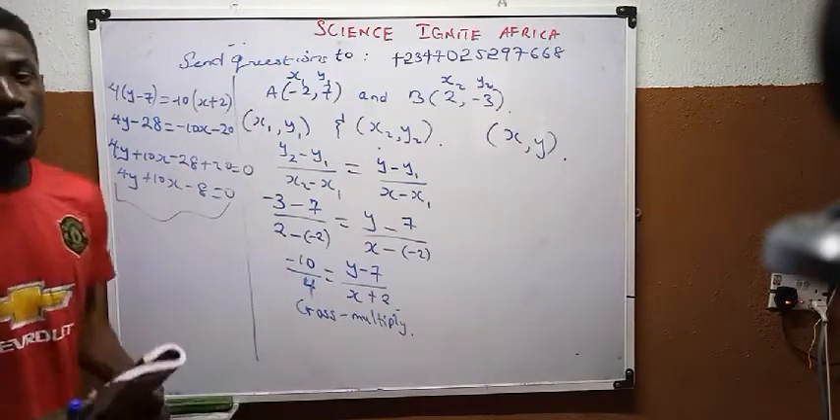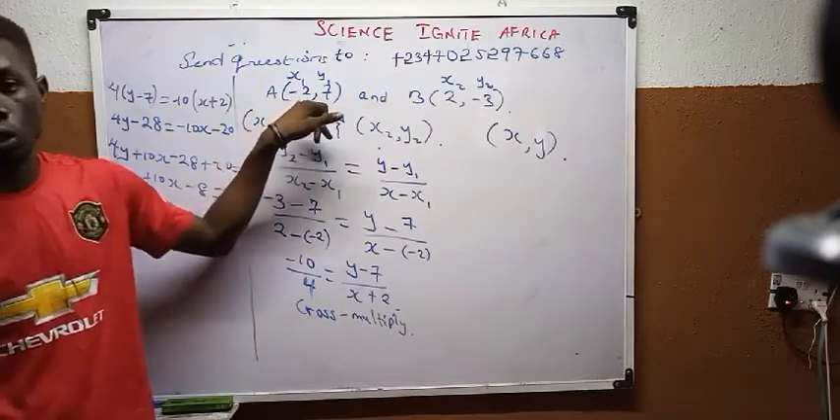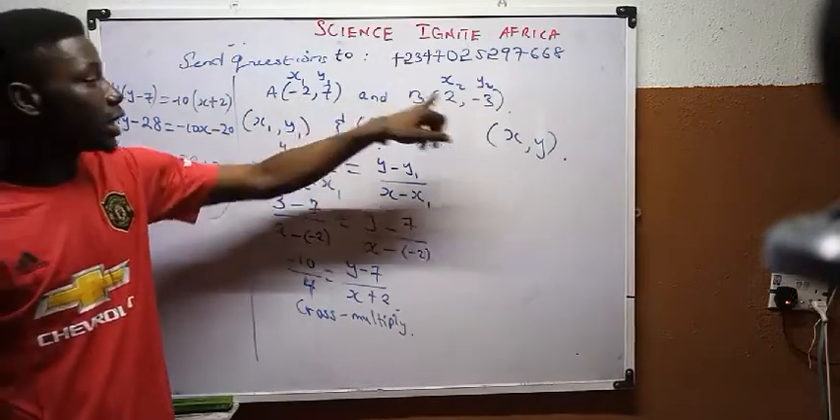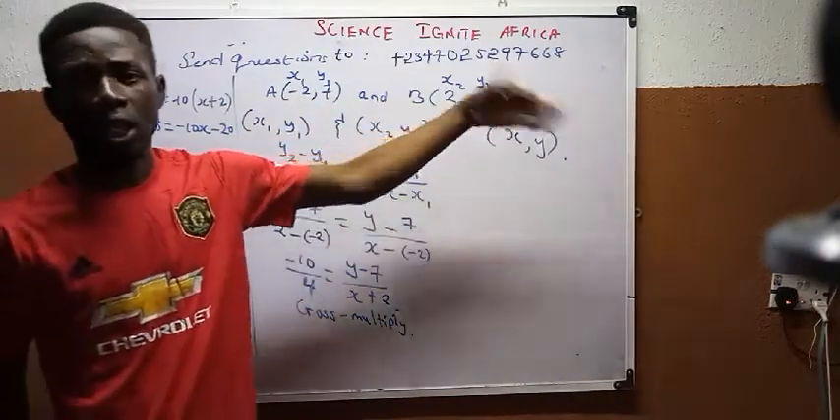Let us test maybe this equation is actually true. You know, what does this mean? This means that when x equals minus 2, then y will be 7. And this implies that when x equals 2, y will be minus 3.